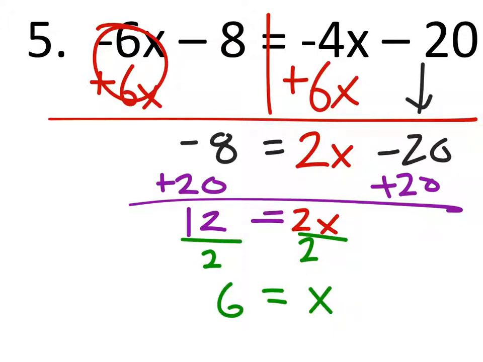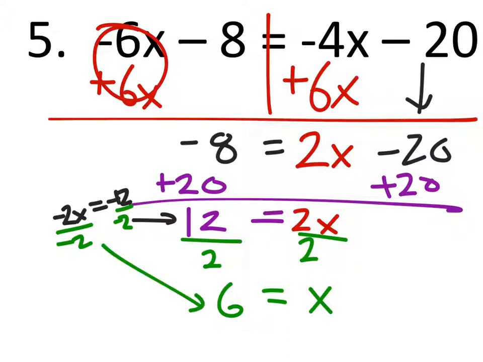Now here's the thing: let's say that in the beginning you added 4x instead. Then when you get to this point, you may have had negative 2x equals negative 12. But when you solve that one by dividing both sides by negative 2, you still get the 6. Right there. X is 6.